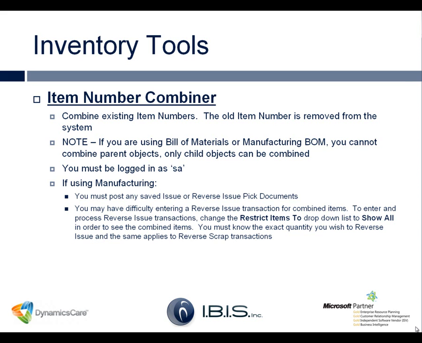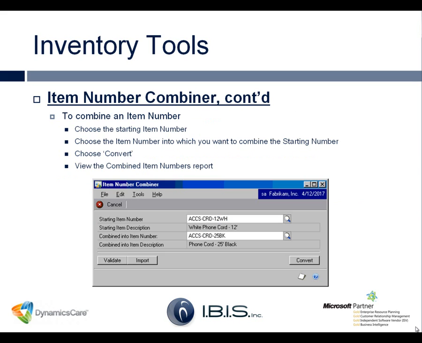If anybody out there is using manufacturing and sees a potential need for the item number combiner and wants to quickly read through this, I'm going to switch slides here shortly. So to combine an item number, you just enter the starting item number and then the item number you want to combine it to. Choose convert and then view the report. So the process is straightforward. There's just some items you want to be aware of prior to executing it.